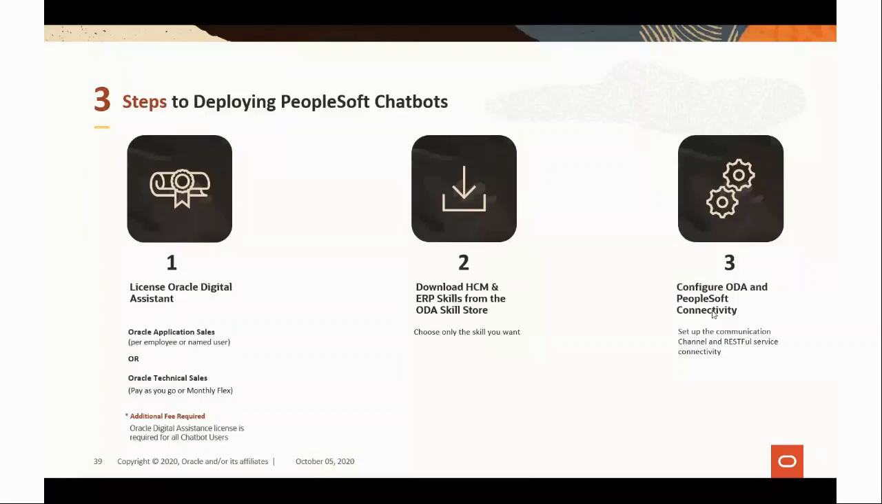If you want to use our skills, then you can download those from the Skills Store, as I mentioned before and showed there. However, of course, if you're creating your own, you don't need to use step 2 at all. You can just build your own and create them. And you'll see a lot of examples of that specifically in some of the other chatbot sessions. Then you just configure ODA and then connect it with PeopleSoft. And again, the details of that are in some of the other sessions. But it's a pretty straightforward process.